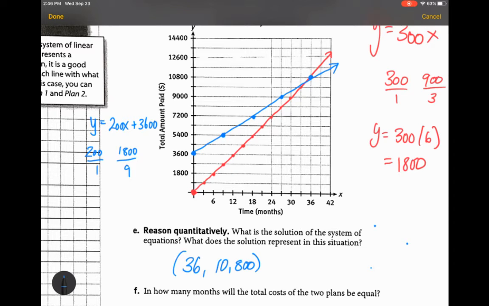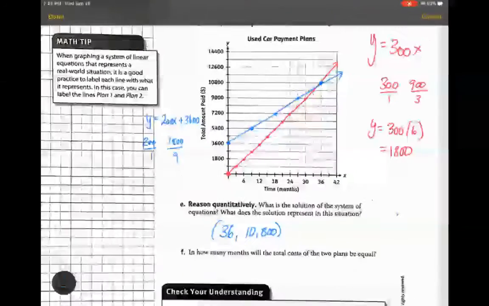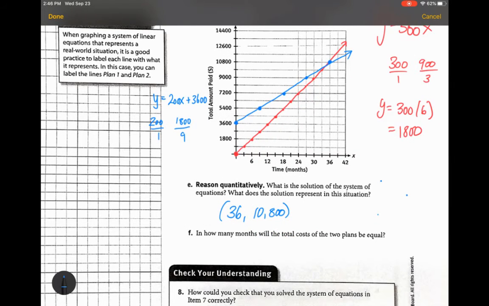Okay, so where those two lines come together is the point where the two plans are the same. You would be paying the same amount of money for each plan. Okay, no matter which one you did. In how many months will the total cost of the two plans be equal? That's 36.